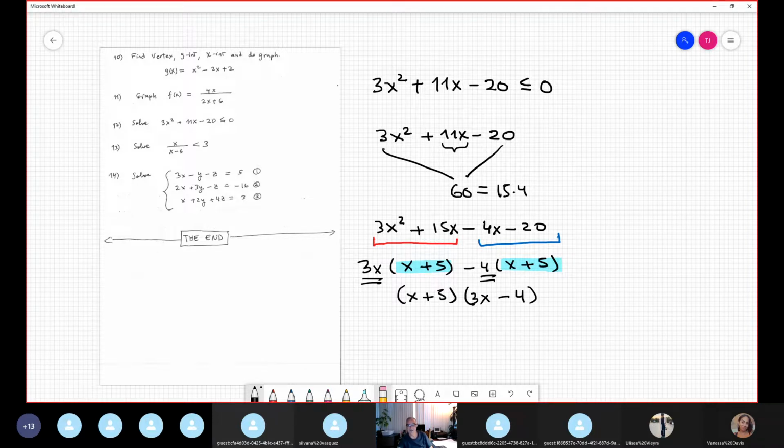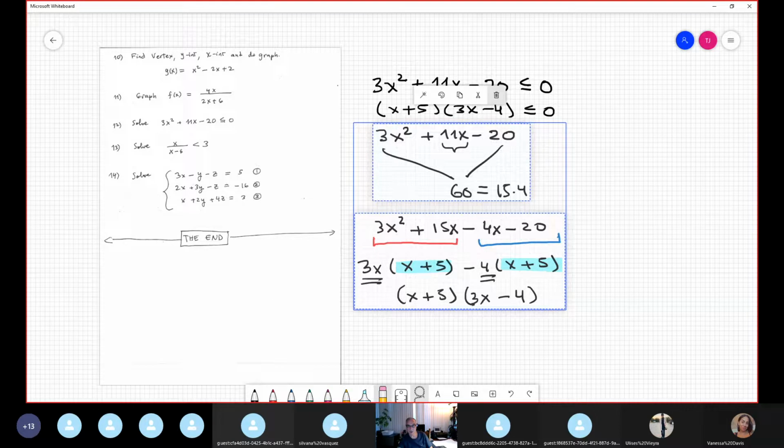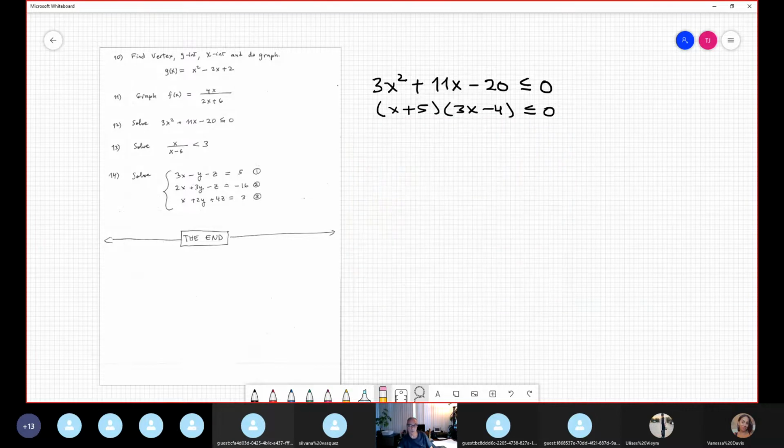Okay, and this is the factorization. I copy down. The factorization is x plus 5, doesn't matter the order, 3x minus 4, less than or equal to 0. Guys, if you know another way to do this and you believe it's better, it's okay, because this is my way. Okay, I consider it good, but some people are doing it using trial and error, and there are students that are super expert doing it that way.